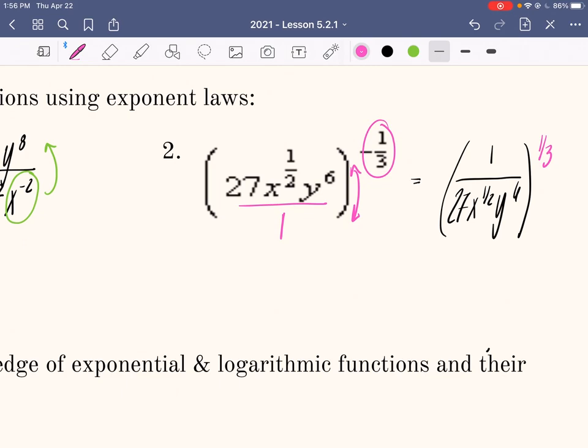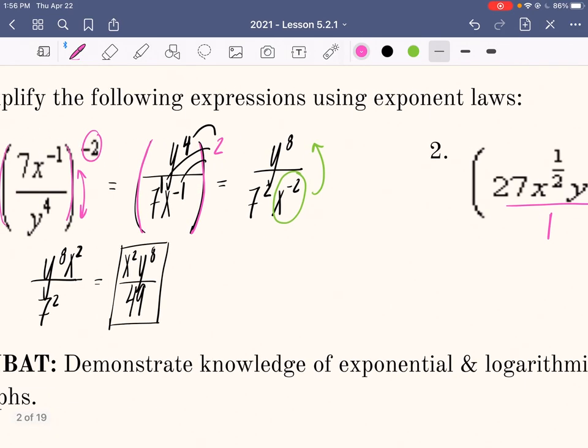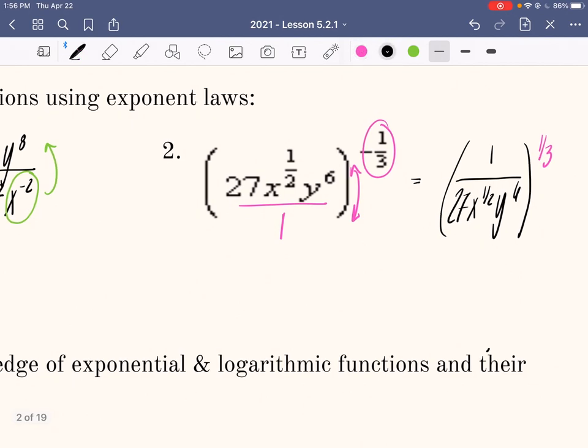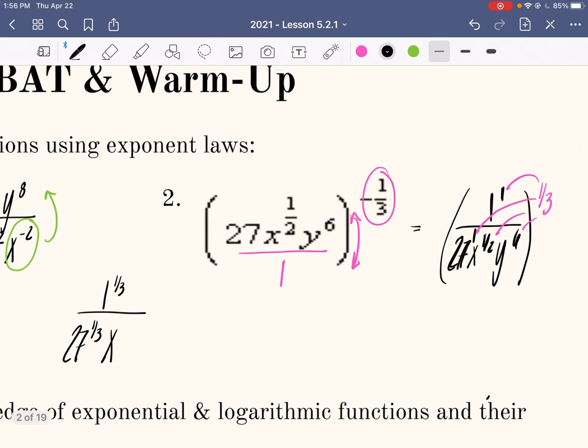Okay, and then I'm going to do the same thing that I just did in the previous example, so I'm going to raise every single value, every single term inside to the power of 1/3. So 1 is to the power of 1 technically. 27 is also to the power of 1. This is 1/2. This is 6. So I'm going to multiply every single exponent by that 1/3. So I get 1 to the power of 1/3 all divided by 27 to the power of 1/3 times x to the power of 1/2 times 1/3.